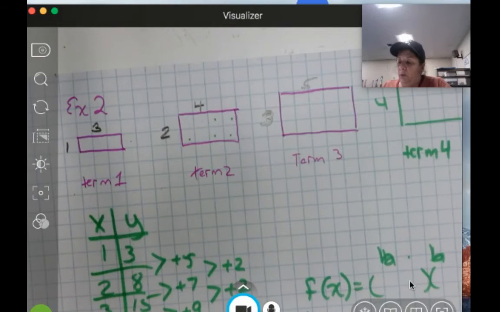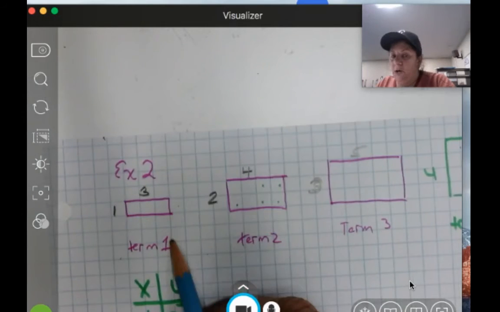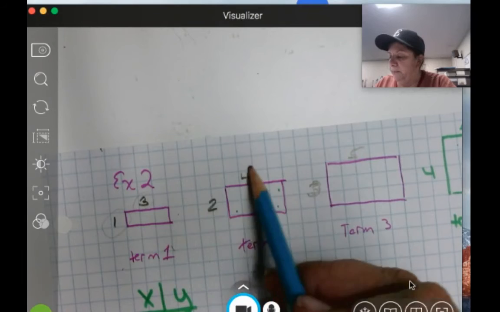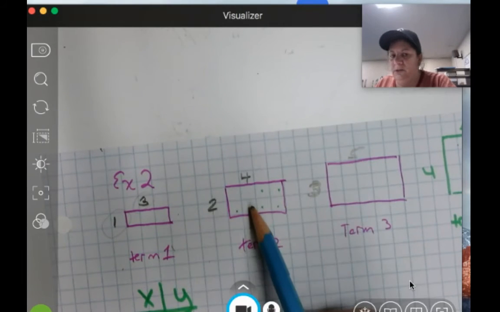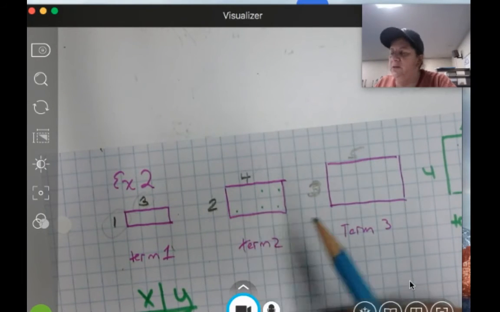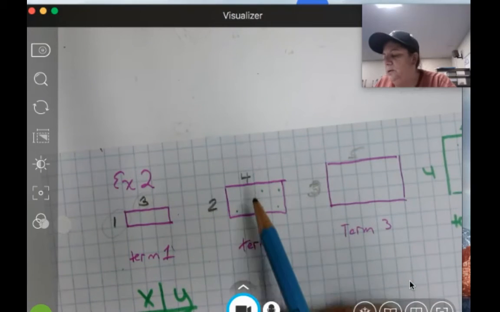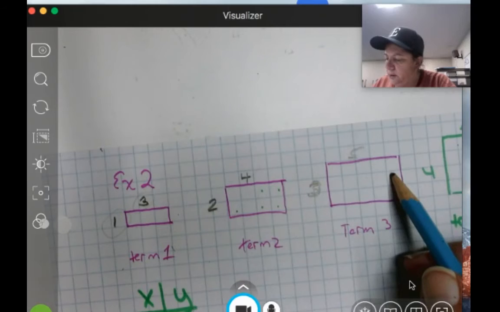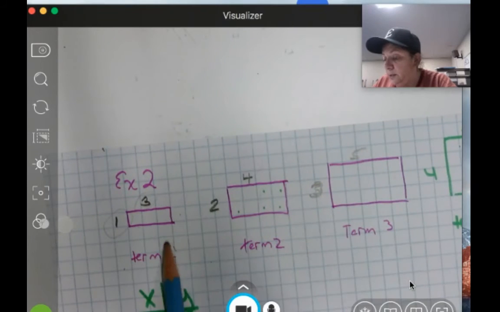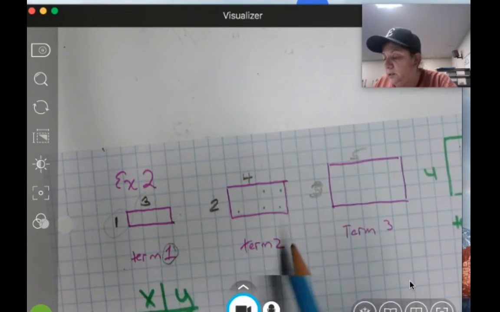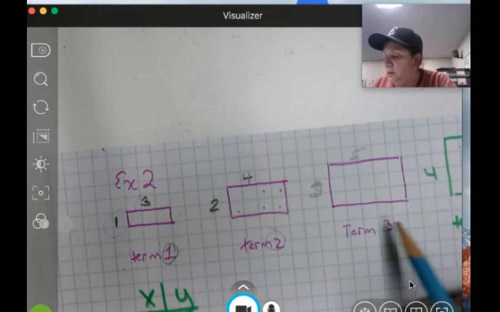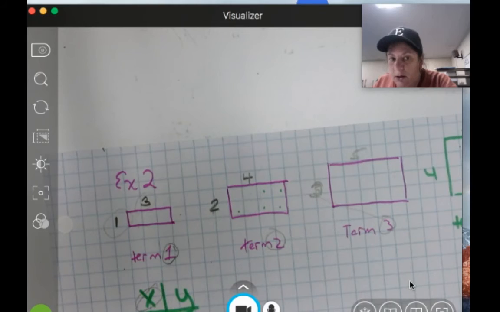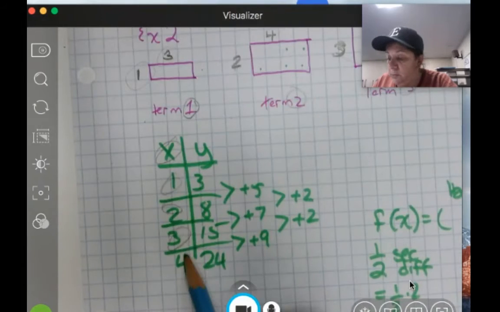So what I want to look at is how does my term number relate to the length of the sides? Again, I usually don't look at the 2's because 2 is too easy, right? 2 times 2, 2 plus 2, forget it. But if I look at the 1 and the 3, here's a pattern I see right away. Term 1, this side is 1. Term 2, this side is 2. Term 3, this side is 3. And remember, our x's are the term numbers.